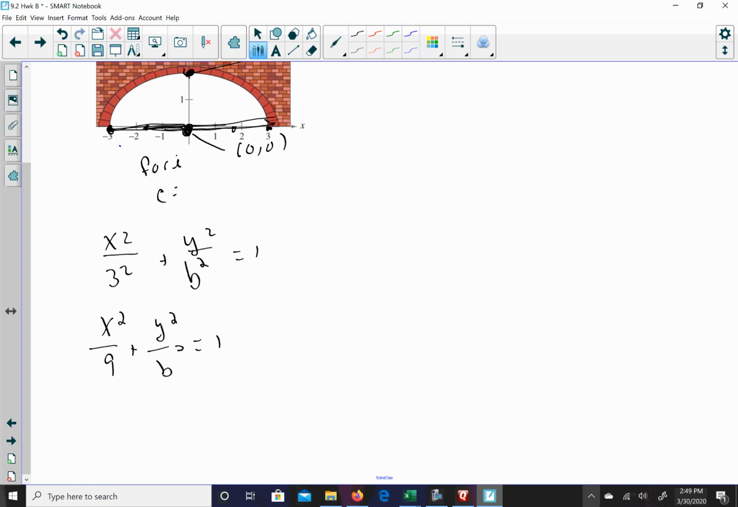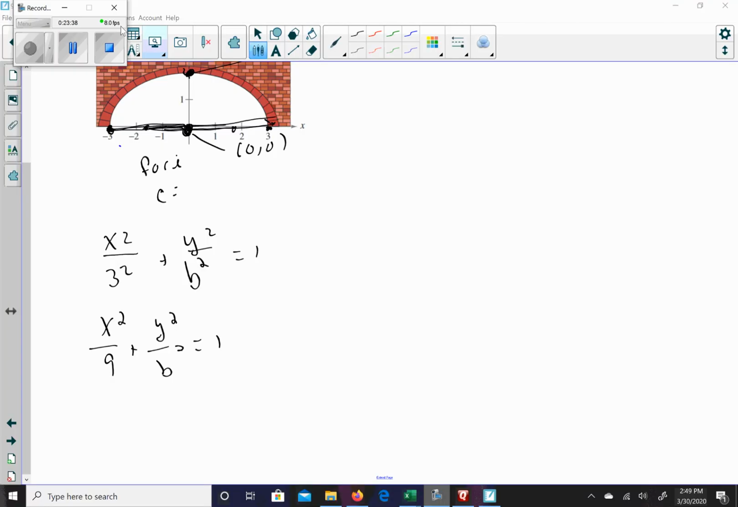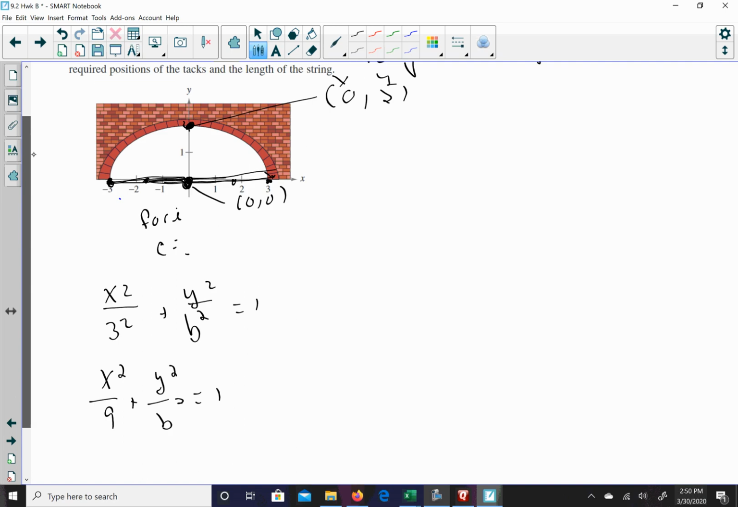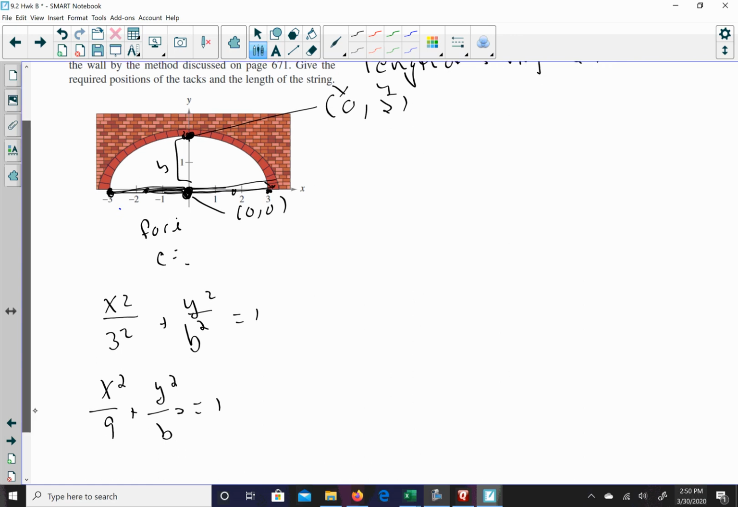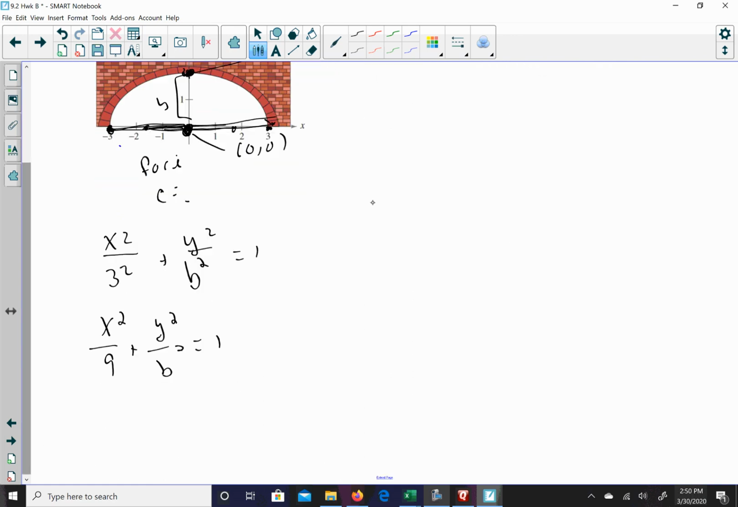And when I do that, hold on. So they did give me this point here, this is going to be my minor vertex from here to here. From here to here. So that means that would be B. So B is 2. So B squared would be 4. So now I have x squared over 9 plus y squared, and this was a 2, so that's over 4, is equal to 1. To find my foci, I need to find my C.